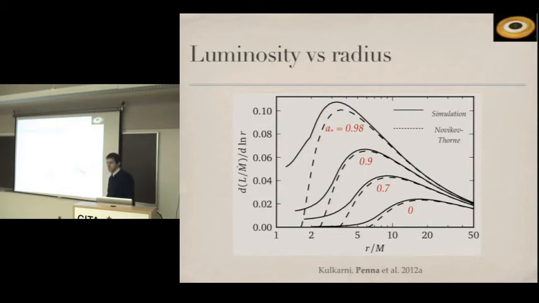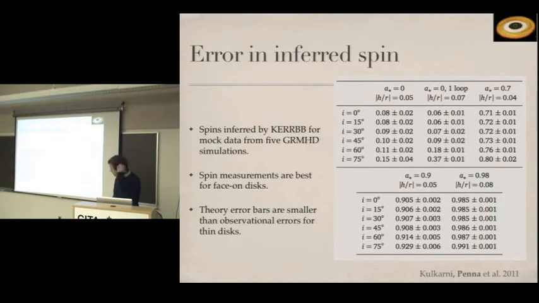Then you can try to estimate how much error this introduces in the black hole spin measurements, which assume the Novikov and Thorne model. So what we did is we took the simulation data and created mock X-ray spectra. And we gave it to Kerr, which is the software they use to measure black hole spins. And we said, Kerr, here's some data I generated using my simulation. I know what the spin of the black hole is. See if you can tell me what it is, using your Novikov and Thorne based model. And it does pretty well.